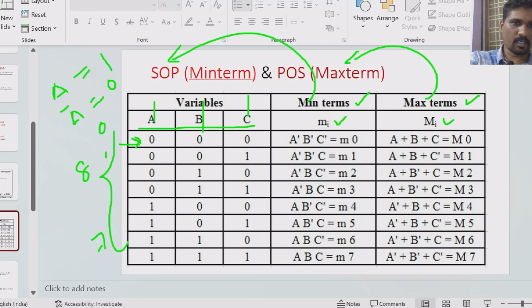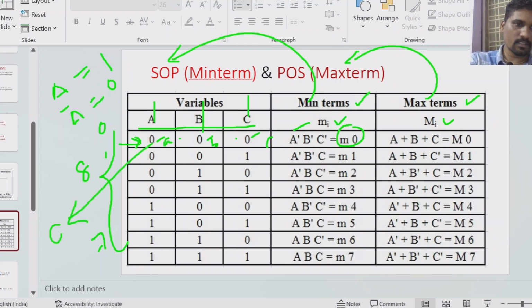0 means A bar, right? So A bar into B bar into C bar. SOP is a product term, right? So here we have A bar into B bar into C bar. Then you might have the confusion why they have written M0 here. This is nothing but 0 0 0, right? What is the decimal value for this one?